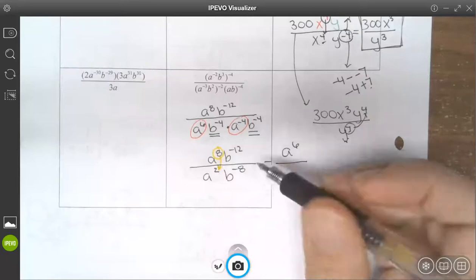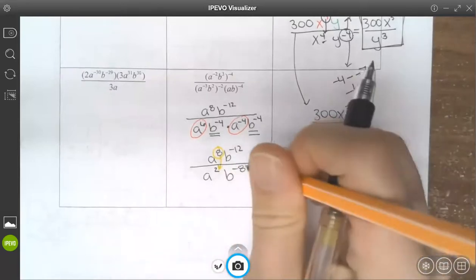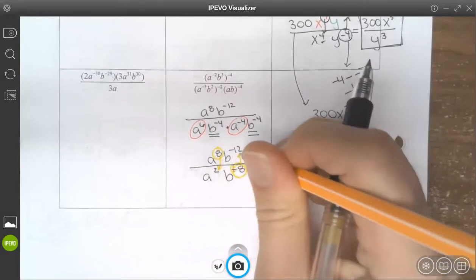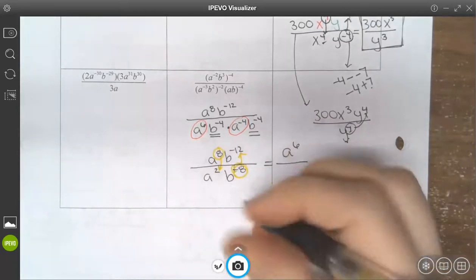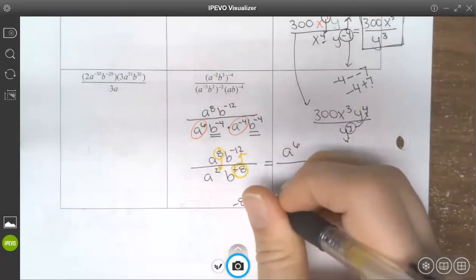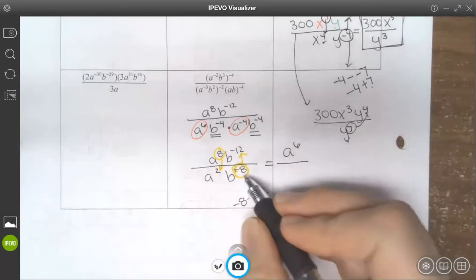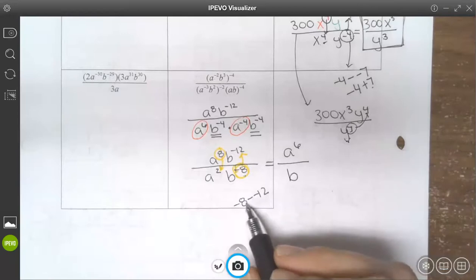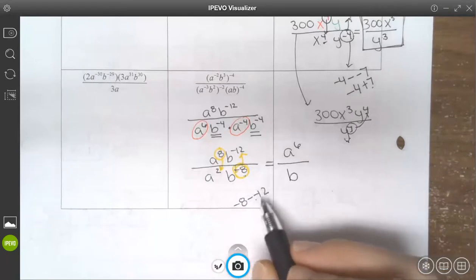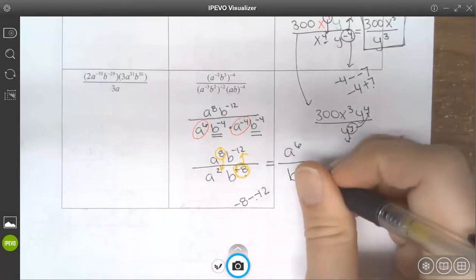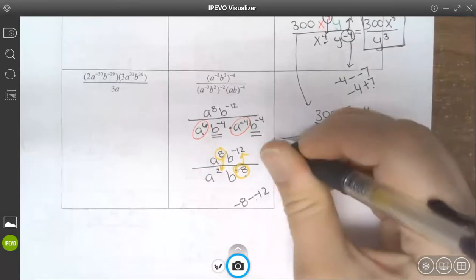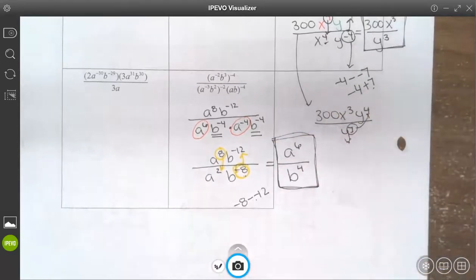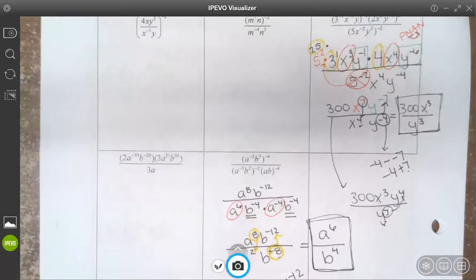Now these are negative. So negative 8 is greater than negative 12. I'm going to subtract negative 8, subtract negative 12. My larger exponent was in the denominator, so b is going to live in the denominator, and I'm subtracting a negative, so it's like adding. It's going to give me b to the 4th. Okay, so now I want you to try the remaining 3 more challenging problems and check your work against mine in a minute.